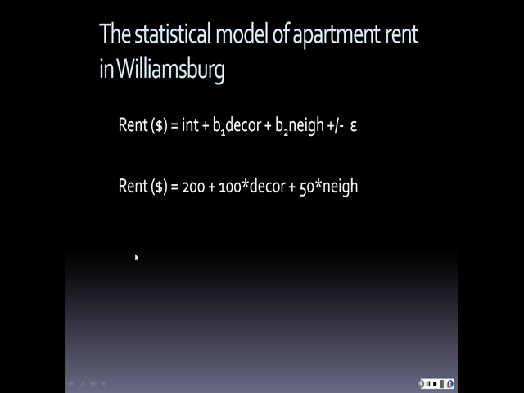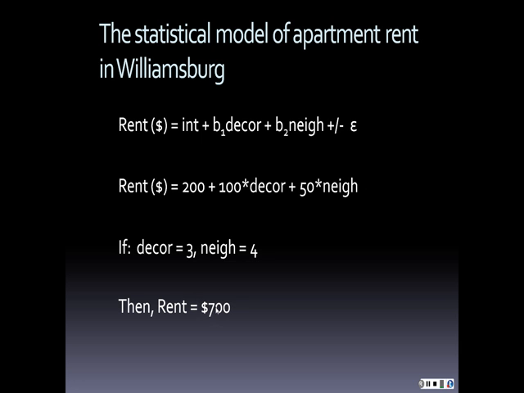And the way we'd use this to predict rent, if for example we had an apartment and we knew that the decor was rated a 3 on a scale of 1 to 7 and neighborhood rated a 4 on a scale of 1 to 7, we'd simply put those numbers in here, 3 into decor, 4 into neighborhood, and we could compute that the rent would be most likely somewhere around 700.